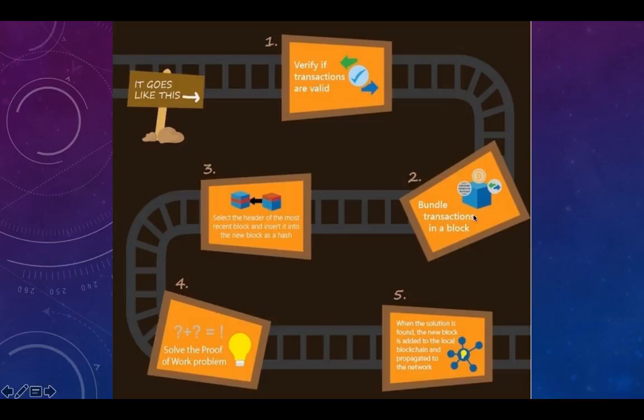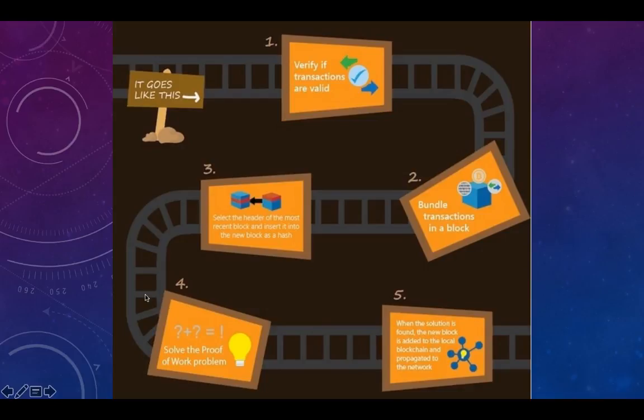And then you see step 2, it says bundles the transactions in a block. So this is very transparent too, because you can go research all of these. And I'll show you some examples later on in the slides, but it's very transparent. You know what's going on. It's not something hidden like the banks have and the other third parties have. So third step, select the header of the most recent block and insert it into the new block as a hash. So basically you're just connecting those blocks.